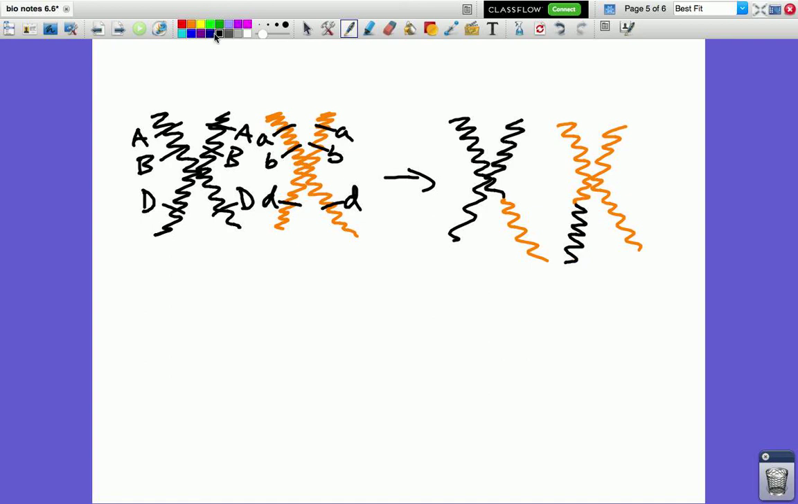So I have a new pair over there. I now have some orange exchanged for black, and that's going to affect those genes that are on those chromosomes. I still have the dominant versions of A and B on the left, but now I have a recessive version of D to go with those two dominant alleles. I still have the recessive versions of A and B on the right, but now I have that dominant version of gene D to go with those.